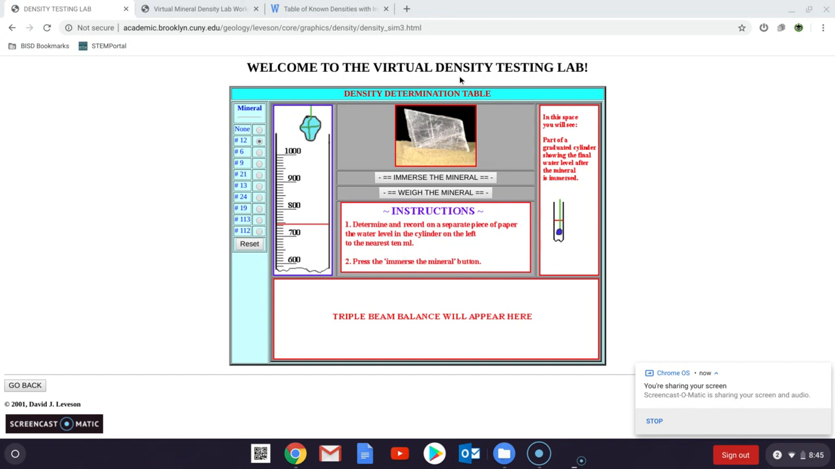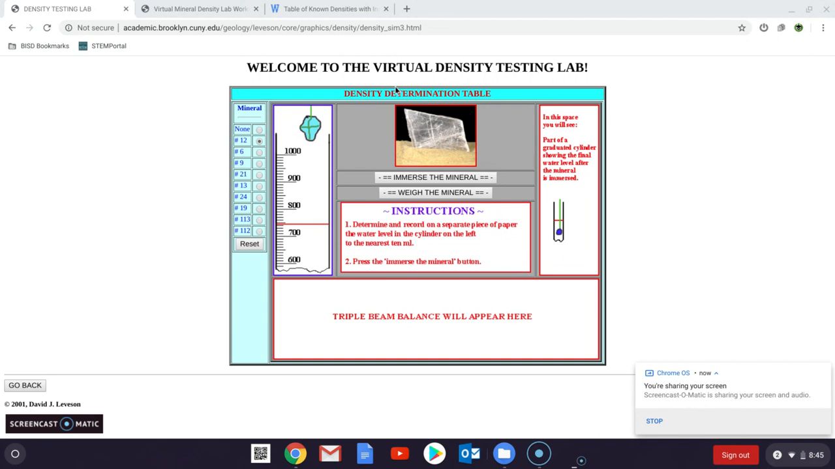Today, we are going to do a virtual density testing lab. Density is a concept that we learned quite a ways back, and we all know that density equals mass divided by volume. We've said that a lot, and we've done it a lot in warm ups as well as how to test over it. Density equals mass divided by volume.